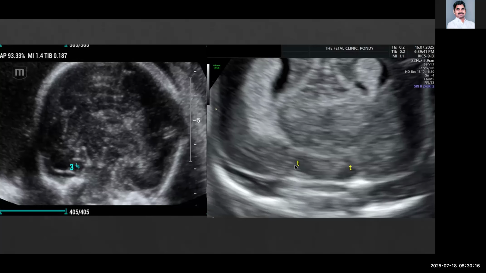Here is an image of a 22 weeks old fetus showing sulcal lag. Here the temporal lobe is not showing any silvery white line. Here the hippocampal sulcus is not yet formed even at the gestational age of 22 weeks. So the hippocampal sulcus should be seen at 18 weeks of gestation.